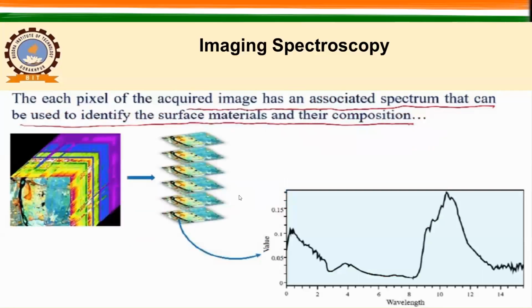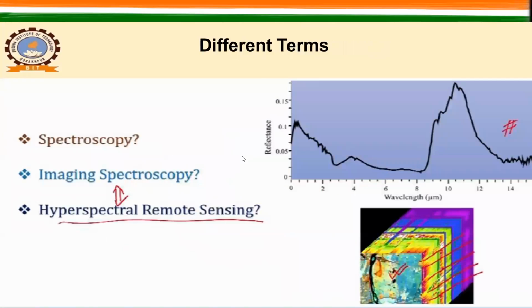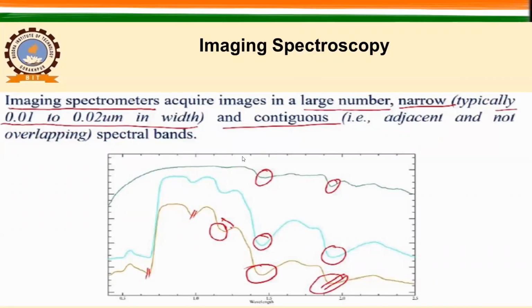So in imaging spectroscopy we generate the hyperspectral image, where we have narrow-band continuous spectra, right? Each pixel of the acquired image has an associated spectrum that can be used to identify the surface material and its composition. And imaging spectrometers acquire images in a large number of narrow and continuous spectral bands. So it is very important to understand this one.